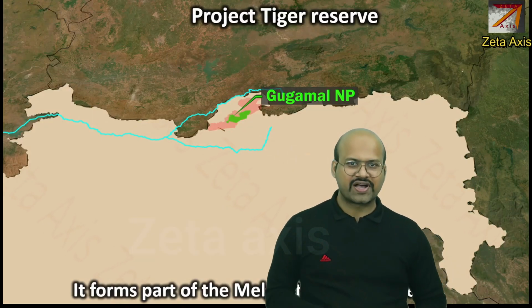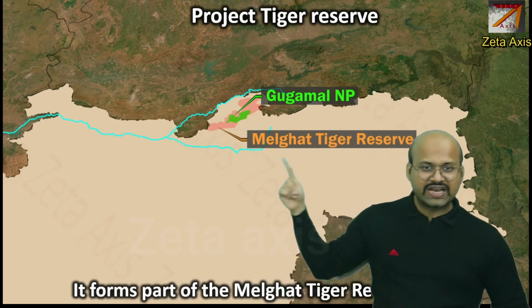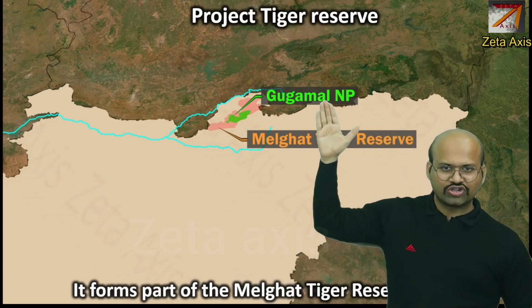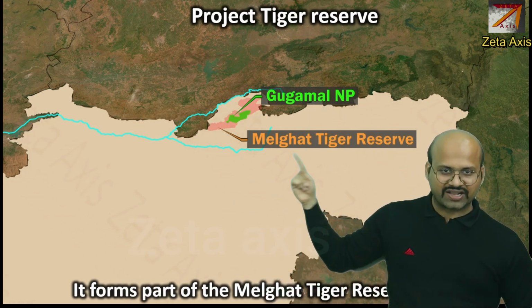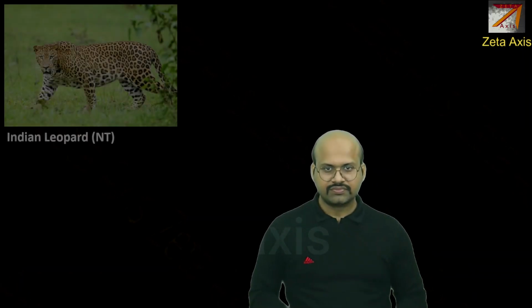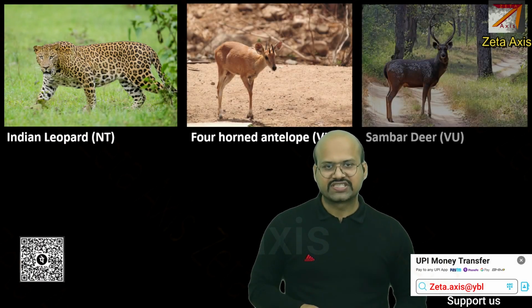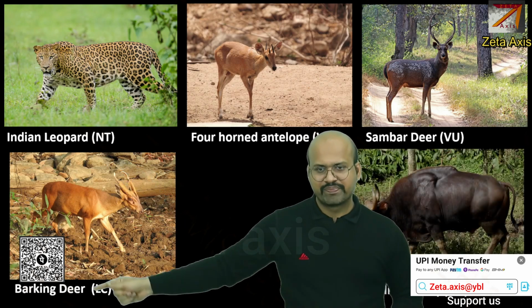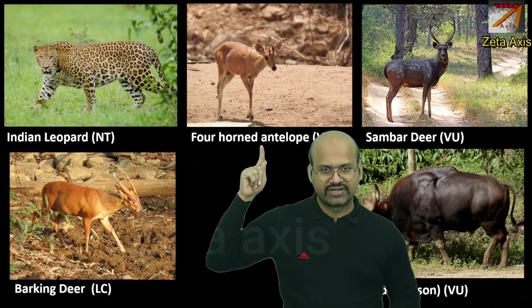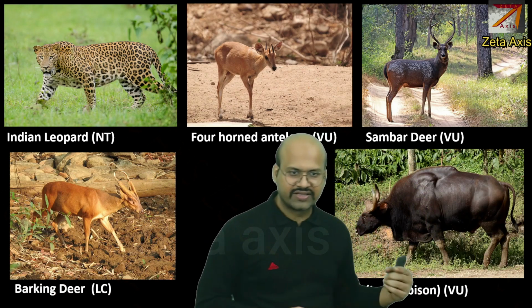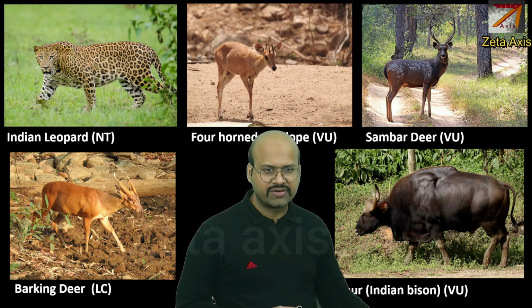The Gugamal National Park is also part of Melghat Tiger Reserve. So it is also a part of a Tiger Reserve, but the name is Melghat Tiger Reserve. The important animal species living here are Indian leopard, barking deer, four-horned antelope, sambar deer, and then we have gaur or Indian bison.